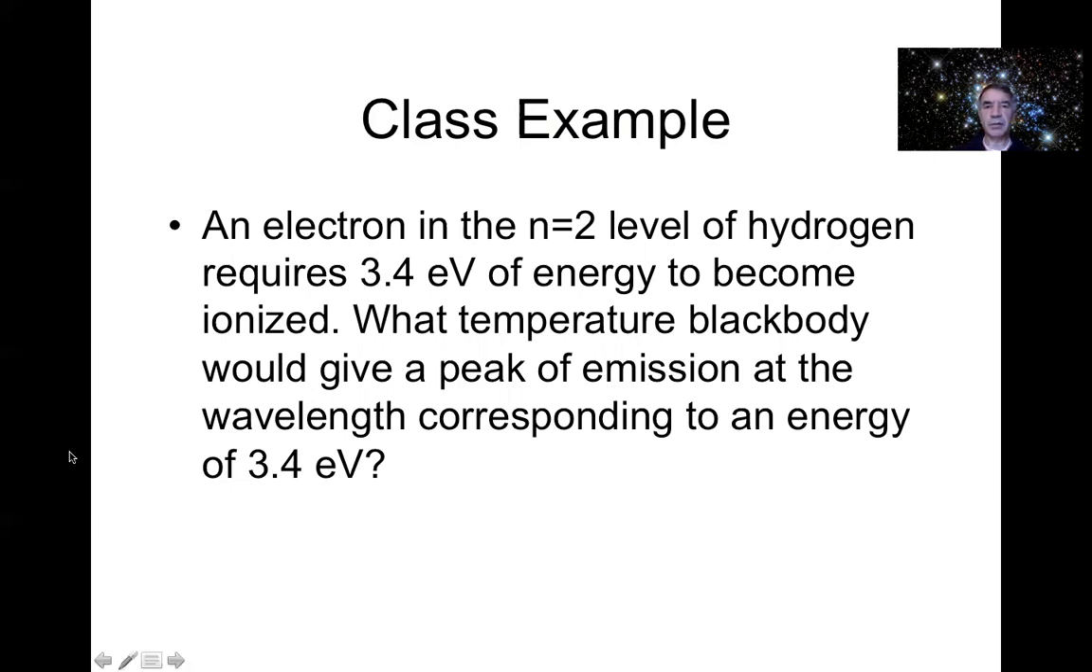So a little exercise here for you to do during the break is to work out what temperature black body, we had this in a previous lecture, Wien's displacement law, what temperature black body would give a peak of its emission at the wavelength corresponding to an energy of 3.4 eV. Now, the electron volt is not an SI unit of energy, but it is very commonly used in that energy level structure of atoms.